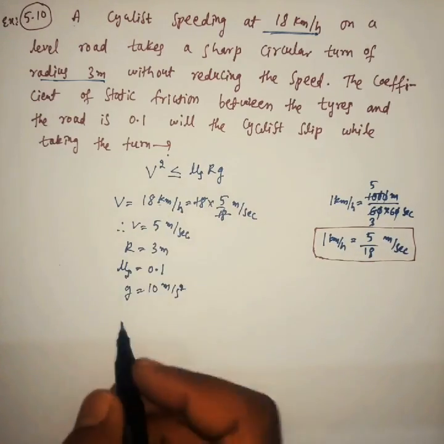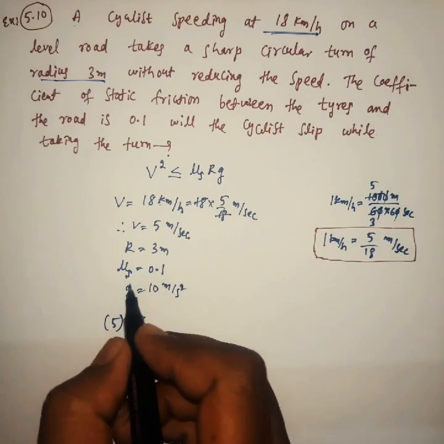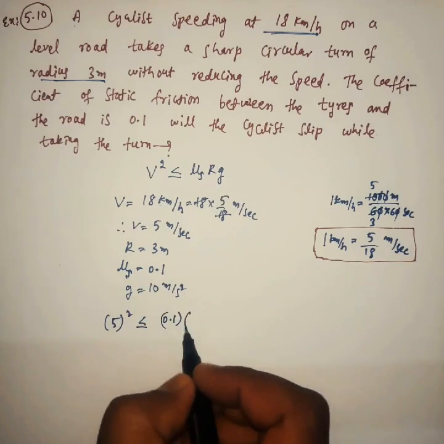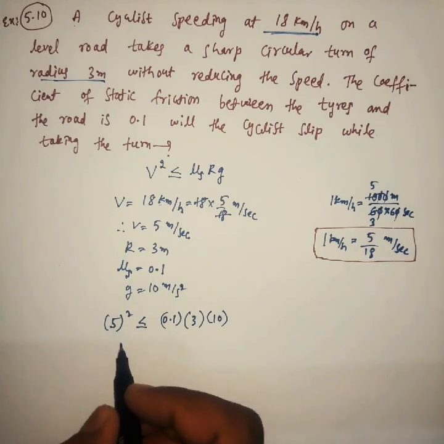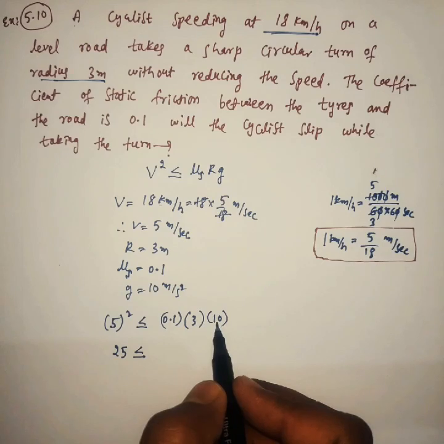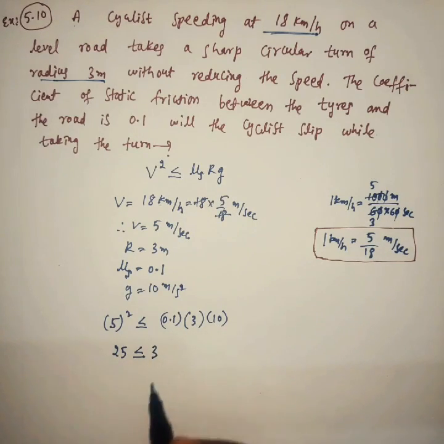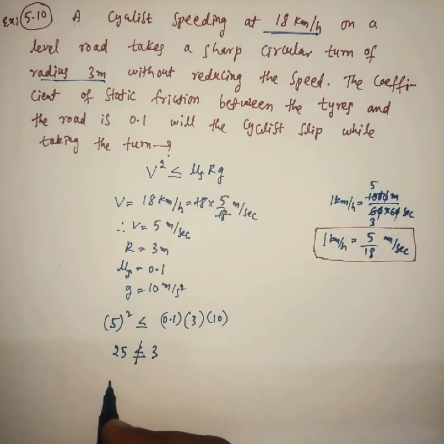So we get V square, where V is 5, so 5 square is less than or equal to mu s is 0.1, R is 3, g is 10. So 5 square is equal to 25, is less than or equal to 0.1 into 10, which is 1, 1 into 3, 3. So is this correct? Is 25 less than or equal to 3? No. So it does not satisfy this condition. So the cyclist will slip.